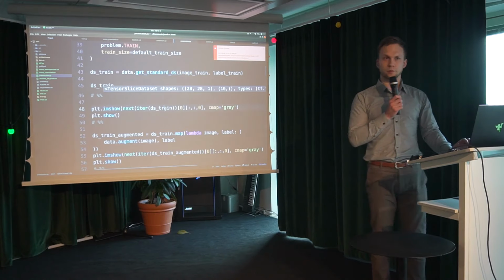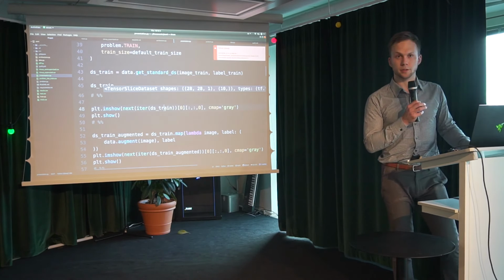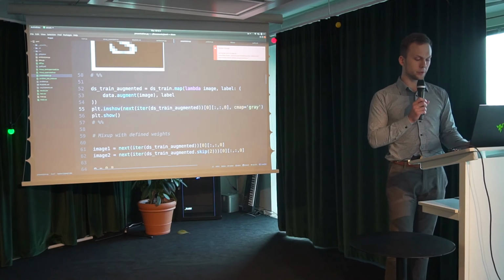So this is TensorFlow 2. I think it's pretty similar to TensorFlow 1, it's just a cleanup, I think. I will try to share the code afterwards. We have our trusted MNIST dataset, and we're just doing simple augmentations.